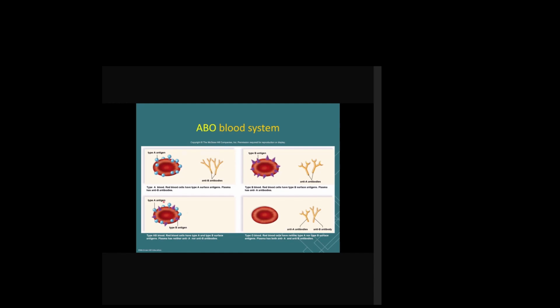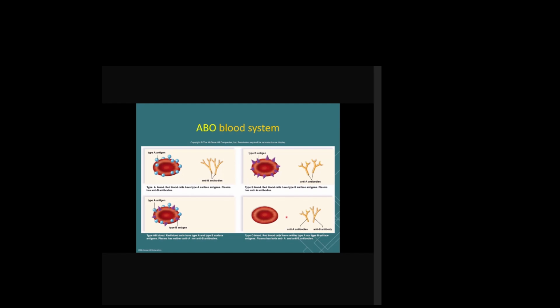So people who are blood type AB lack antibodies against A or antibodies against B. Then people whose red blood cells do not have any of these antigens on them, they have never seen A or B antigens, so they would now have both antibodies. They would have anti-A and anti-B.